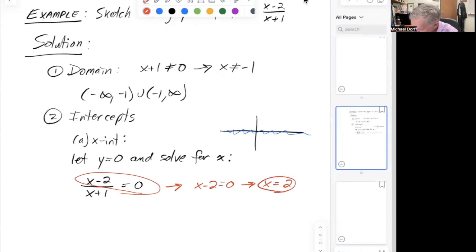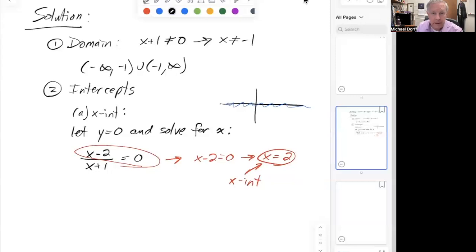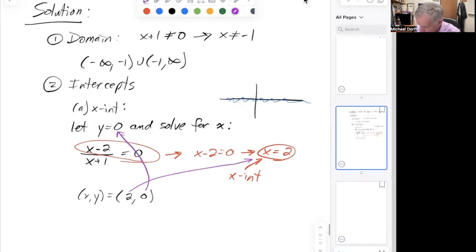This then is my x-intercept. But it's often useful to write this as a point, a set of ordered pair, x and y. So I'm going to note here then that my x and y values are going to be 2, 0. The 2 coming from here and the 0 coming from where you let y equal 0.